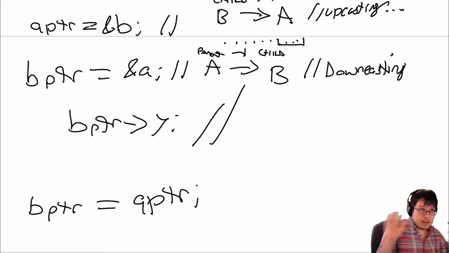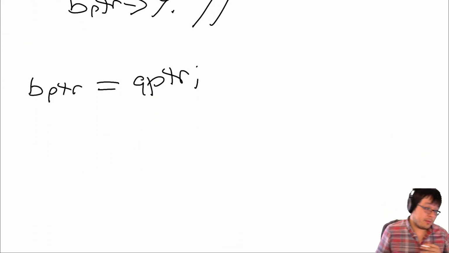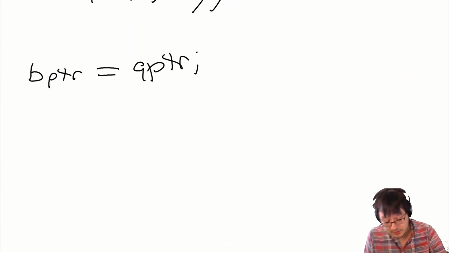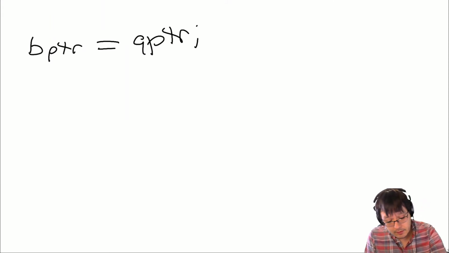Now you might be thinking, why would I do something like this? Why would I have a child object, cast it to a parent, and then cast it back to a child object? Why not just keep it as a child object pointer? Like why go through all of this mess? And the reason why is polymorphism and all these fancy terms. Because now imagine that you have an array of pointers.